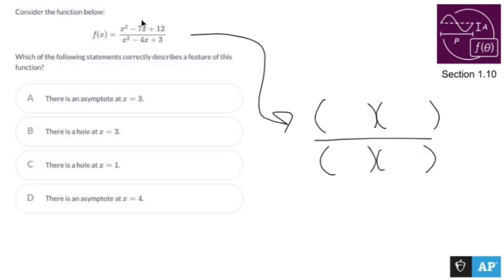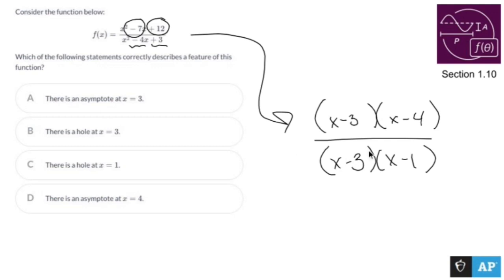Up top, I have two numbers that add up to -7 and multiply out to positive 12. So x minus 3, x minus 4 should do the job. On the bottom, two numbers that add up to -4 and multiply out to +3 should be x minus 3. Ooh, look at that. And x minus 1 should do the job.